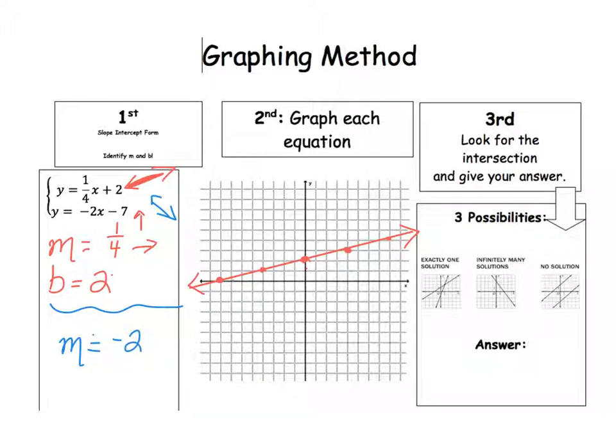My m is -2, and my b is -7. So I'm going to change my slope to a fraction by putting -2 over 1. This tells me I'm going down 2 and right 1. So on my coordinate plane, I'm going to count down to 7, right here. And from this, I'm going to go down 2, right 1.